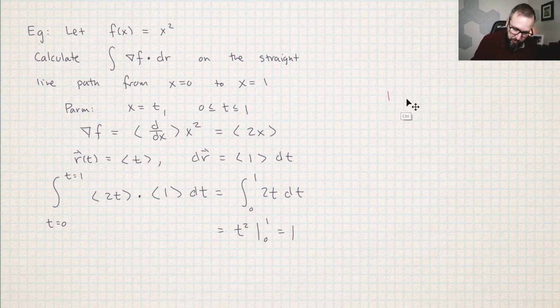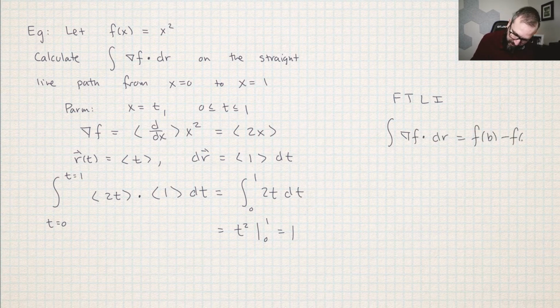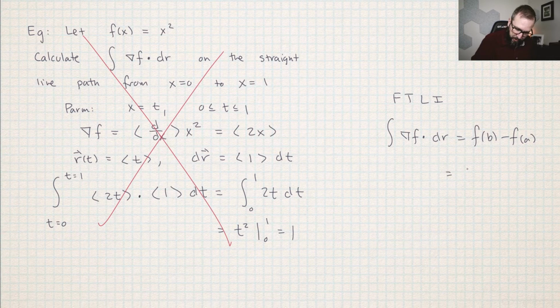If I wanted to solve this problem using the fundamental theorem of line integrals, when I calculated the integral of the gradient of f dot dr, what I could do is just f of b minus f of a. So the fundamental theorem of line integrals lets me skip all of this, and all I'm going to do is f of b, that's 1, minus f of 0, that's f of 0 here.